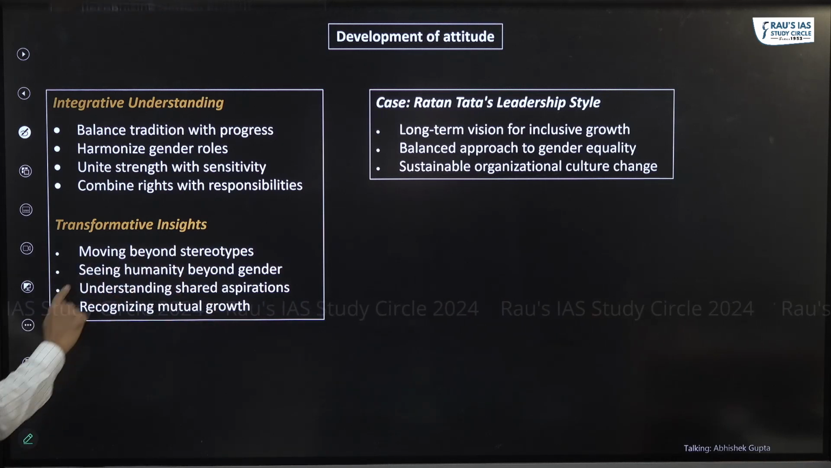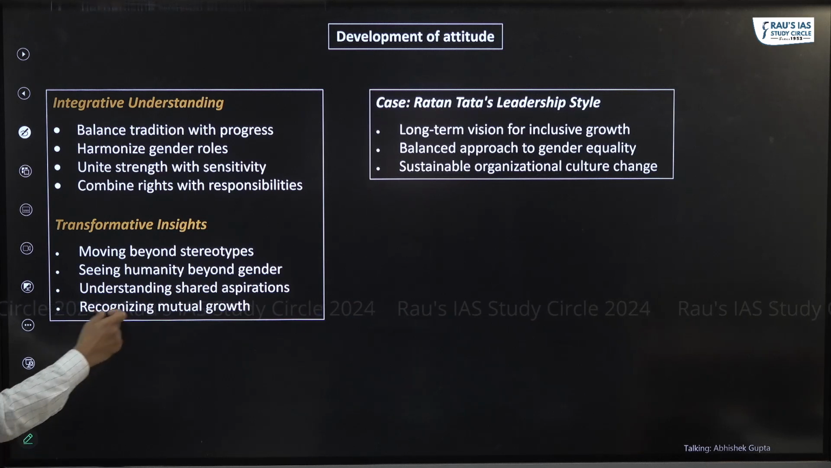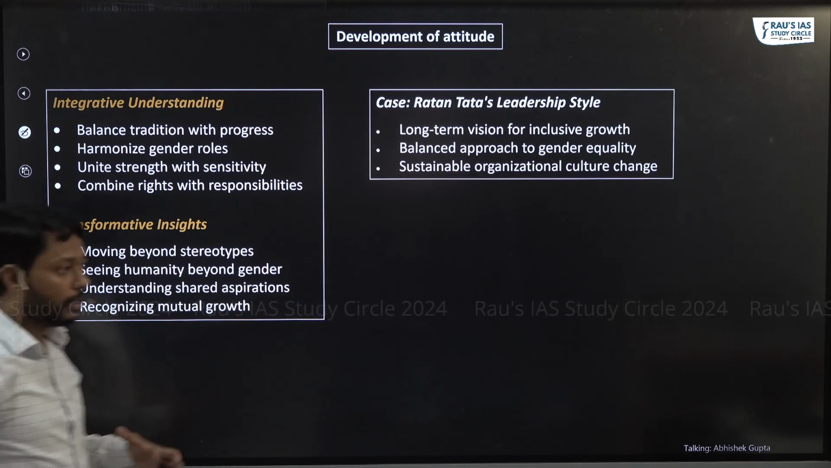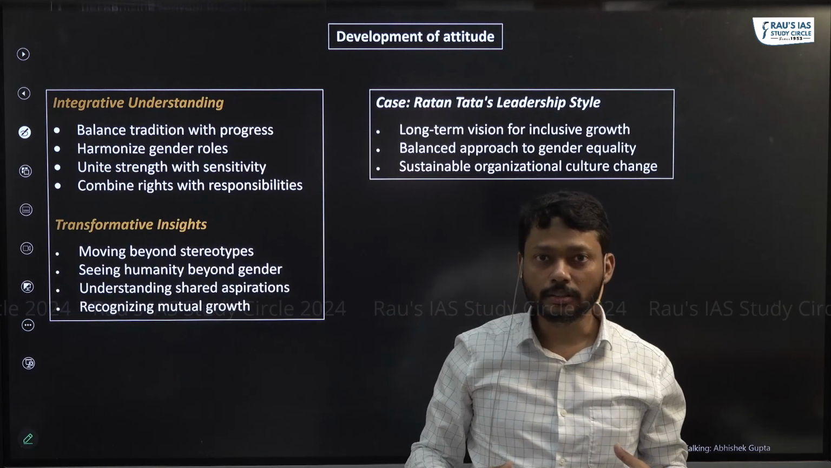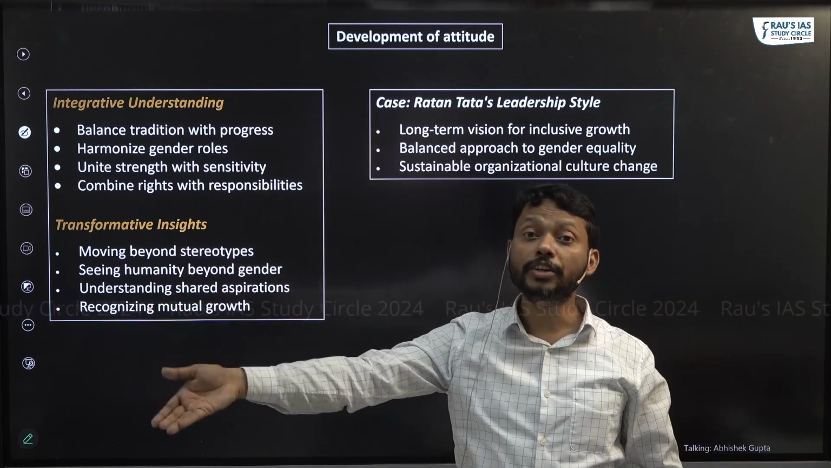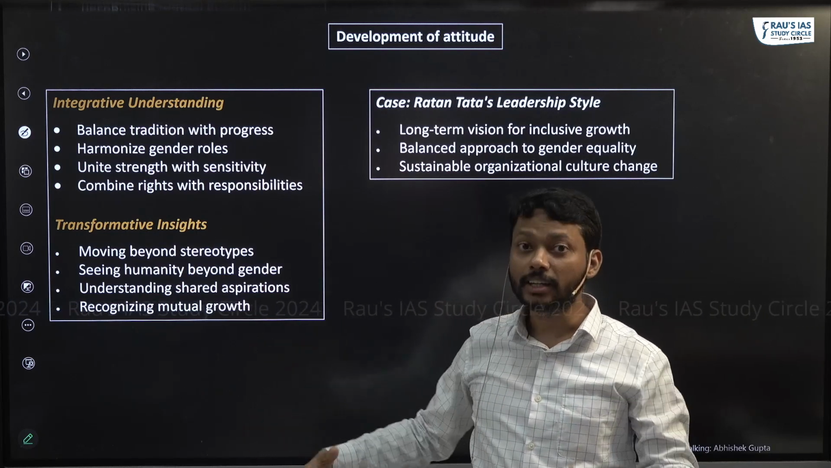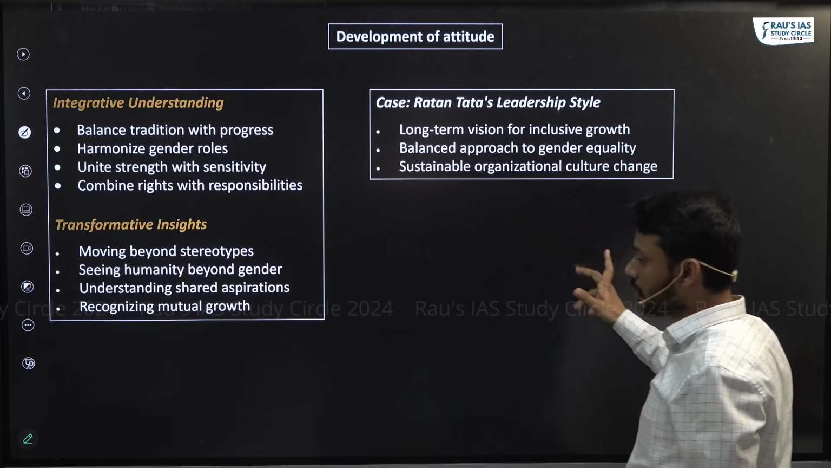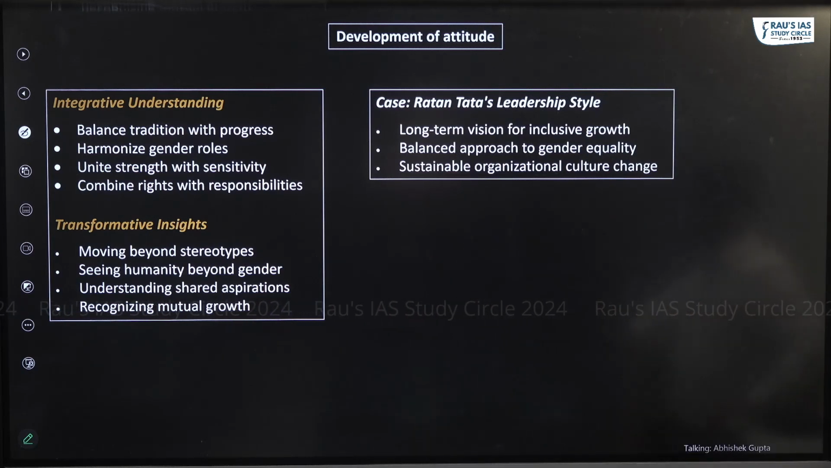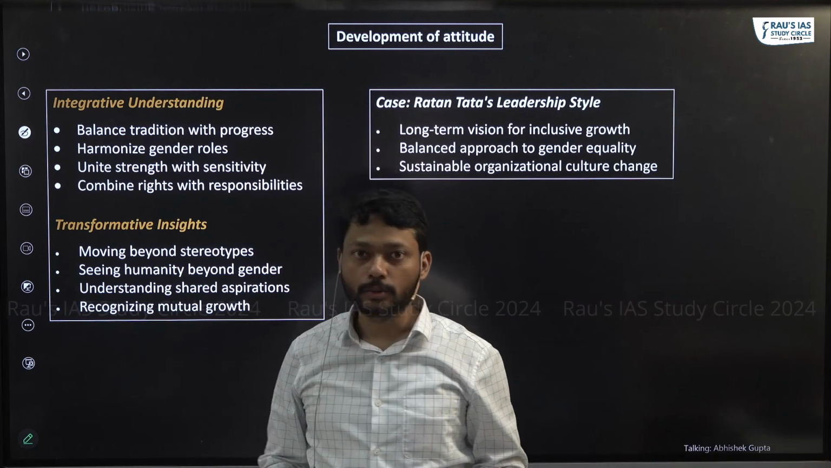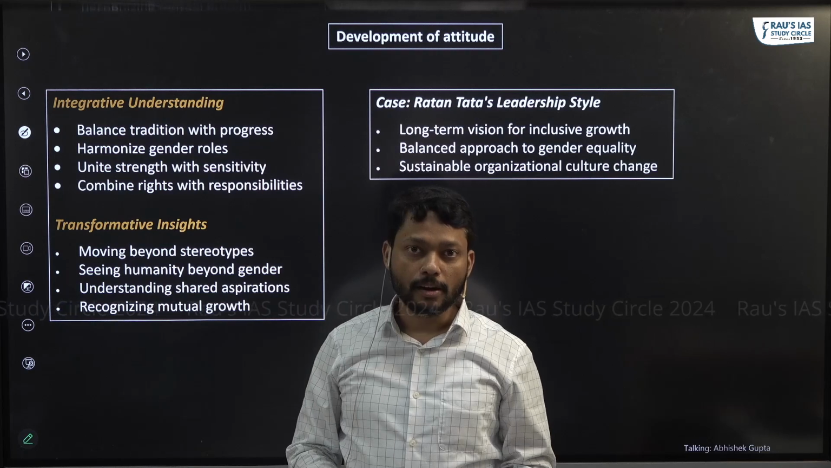Transformative insights, moving beyond stereotypes, seeing humanity beyond gender, understanding shared aspirations, recognizing mutual growth. When you see more than what is visible, when you see as if you're at the top of the hill and everything is visible to you, you can see beyond what is shown to you, stereotyping, gender roles, that is wisdom. Ratan Tata was a very wise man, and his leadership style ensured gender balance at the workplace gradually. And adopting such a model of wisdom at the workplace will help change the attitude of the boys.